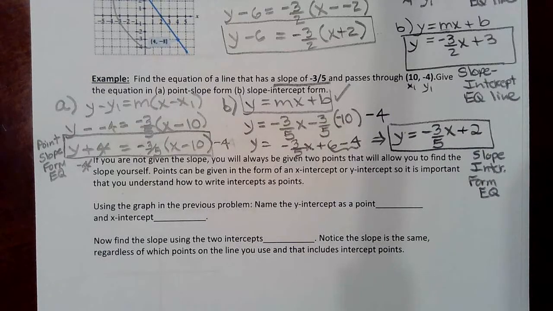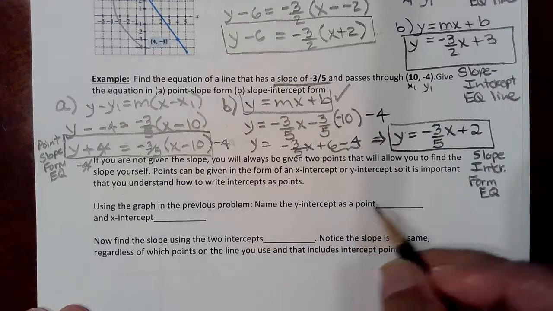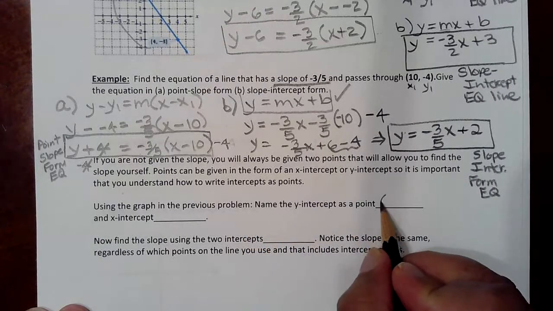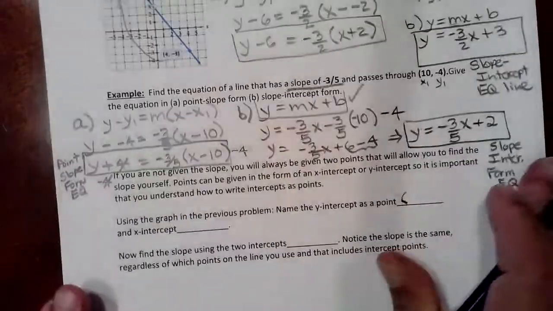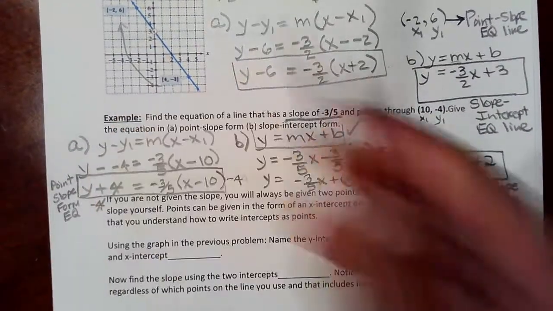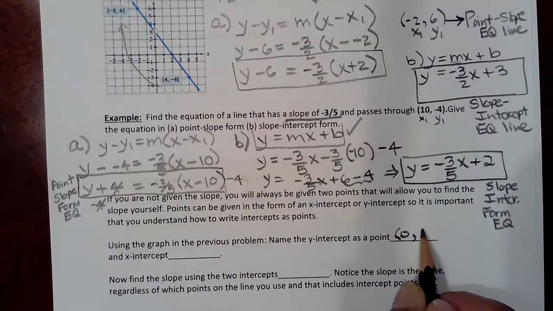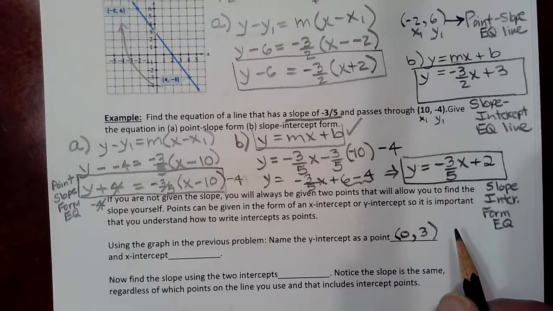Using the graph in the previous problem, name the y-intercept. So not in this problem, but the previous problem, the y-intercept, name it as a point. Well, this was the previous problem. There was the picture, and the y-intercept was (0, 3). And what is the x-intercept?